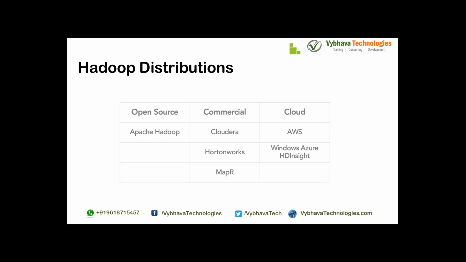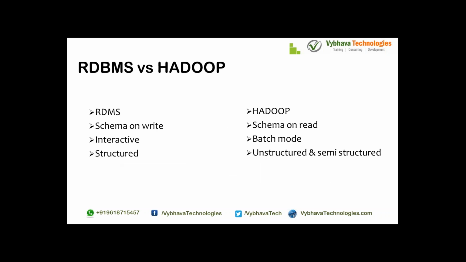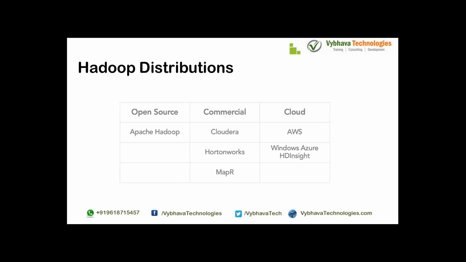The difference between open source and commercial: there is no difference, only that there is no support for Apache Hadoop, and the commercial versions will give the support. If you want to use Cloudera, Hortonworks, and MapR, you can use them as a free source also, but they won't give any support for you. There are some limitations. Cloudera is a Hadoop version, another vendor. These three are separate vendors.